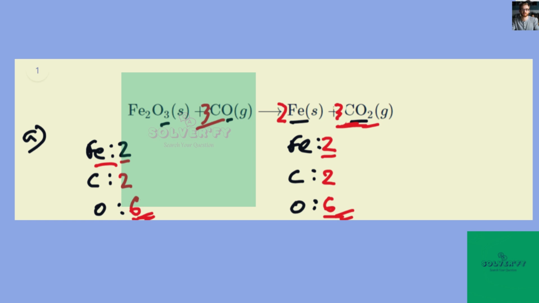And we have 3 carbon now on the reactant side, and we have 3 carbon on the product side. That means now we have 2 iron on each side, 3 carbon on each side, and 6 oxygen on each side. That means this is our balanced reaction equation.